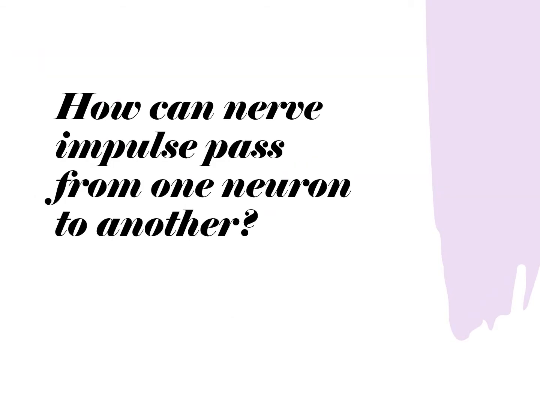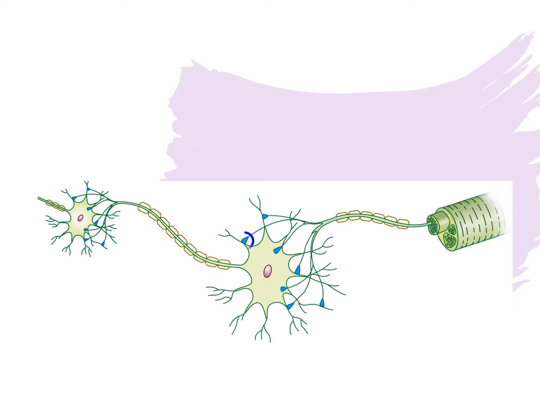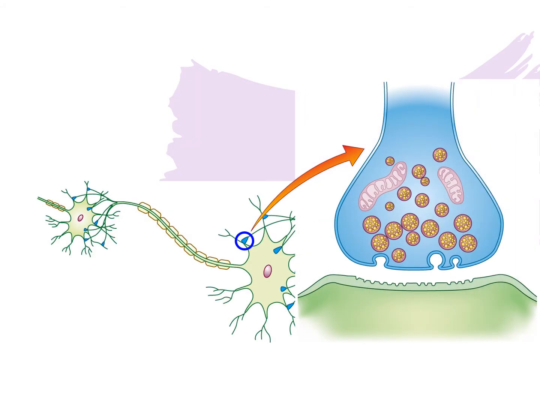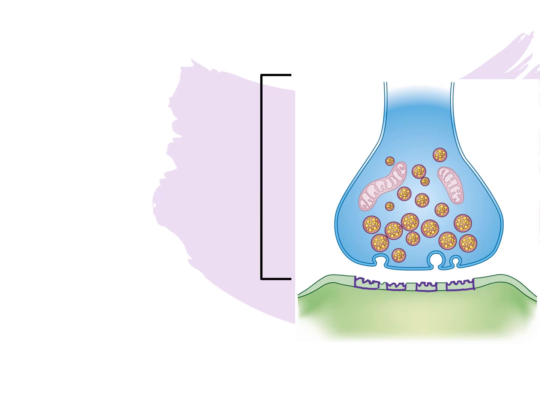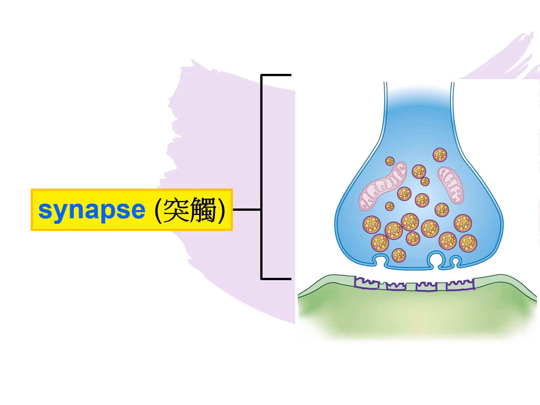However, each of the neurons are not exactly connected with each other. The question is, how can the nerve impulse pass from one neuron to another? If we take a look at the junction between two neurons, you actually find a gap. We call this particular structure a synapse.